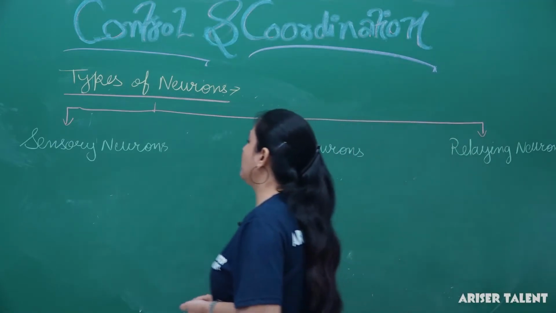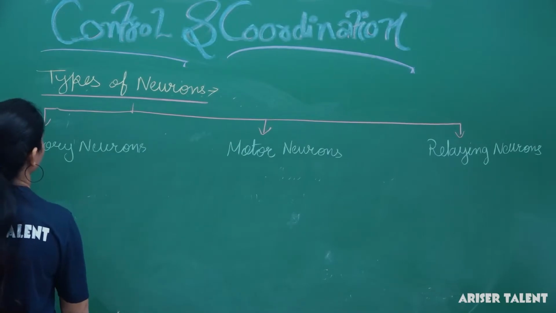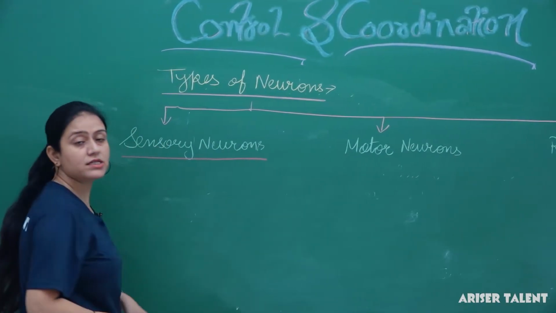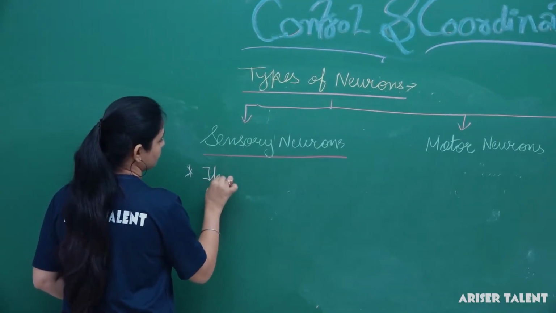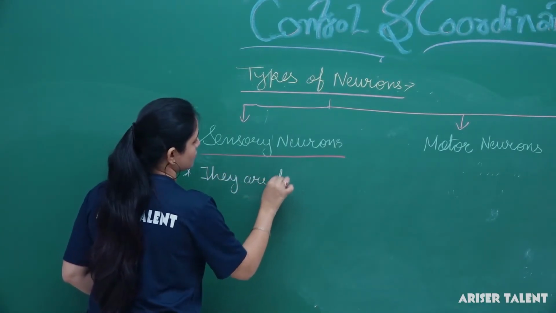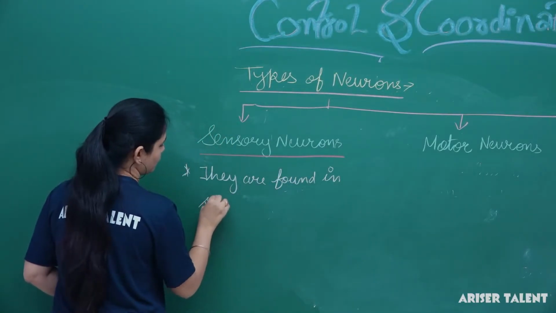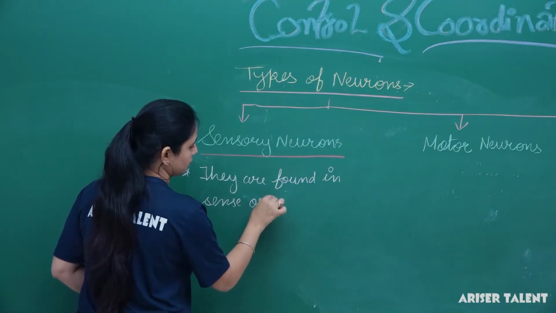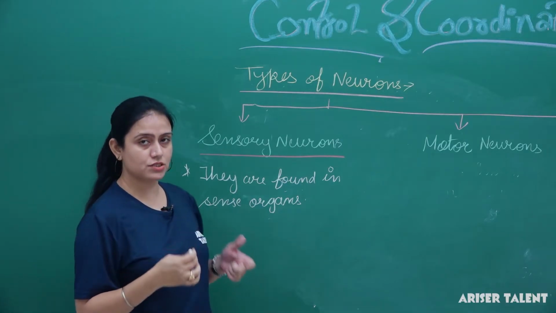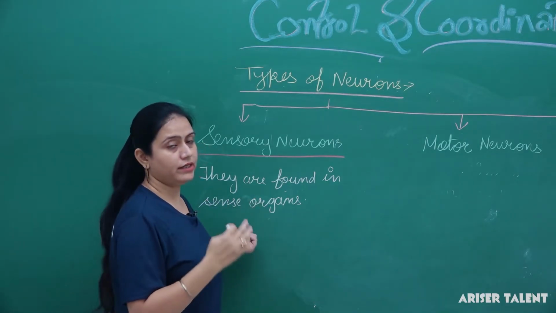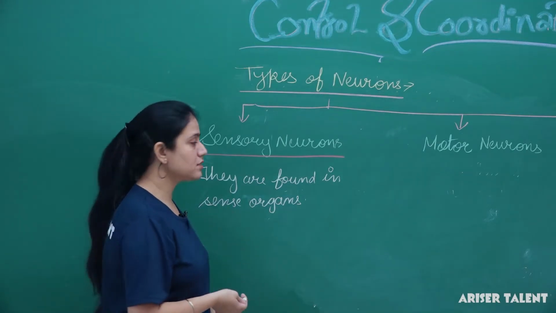First of all, we will talk about sensory neurons. Sensory neurons are generally found in the sense organs. Now what happens when they receive stimuli from dendrite? Then it passes them to the central nervous system, meaning to the brain and spinal cord.